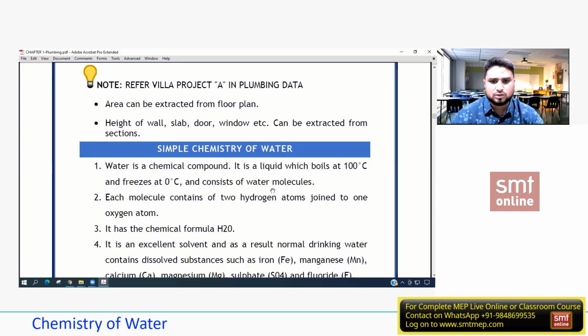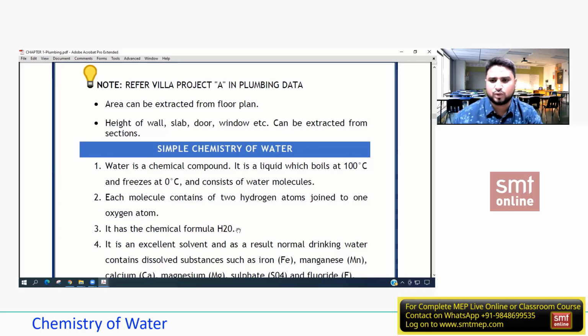So each molecule, as I said just now, and it consists of water molecules also. Water molecules contain 2 hydrogen atoms joined to 1 oxygen atom. And from this only, we can say H2O, that is 2 hydrogen and 1 oxygen. That's why a chemical compound name or a chemical formula, what do we say as a chemical engineer?